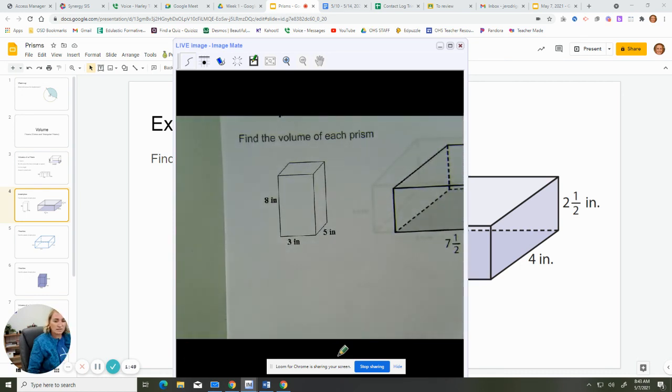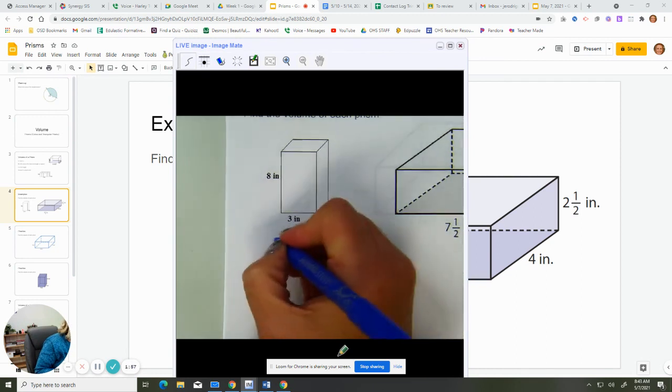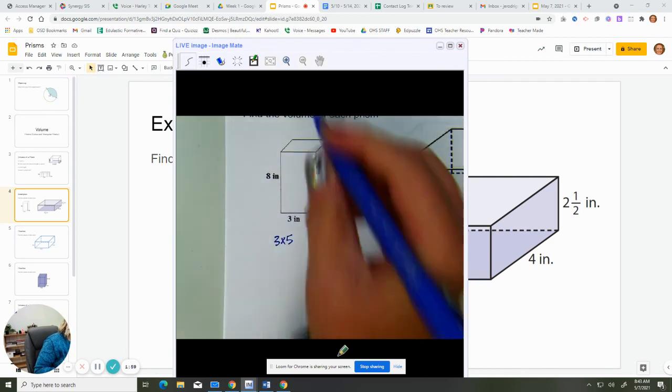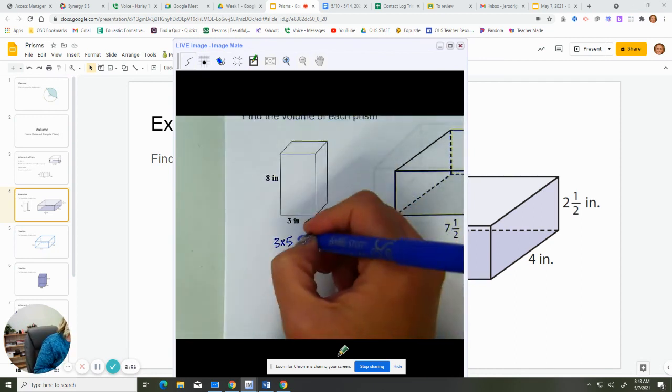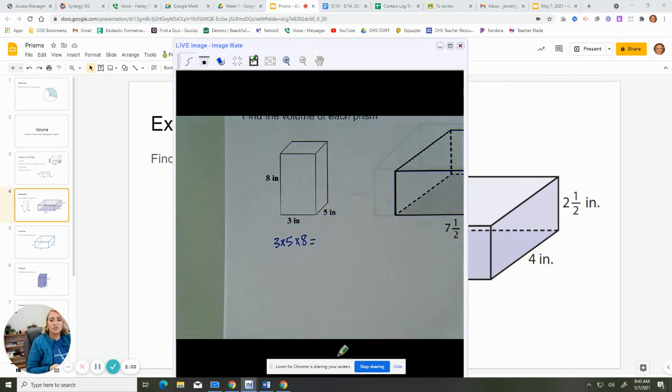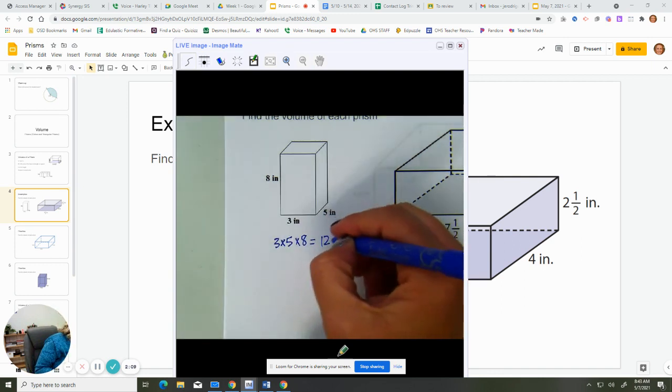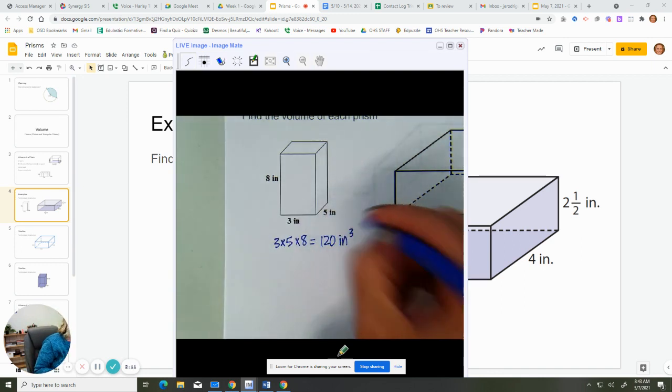Going to work on just this one first. So this one is a rectangular prism. And again, the area of the base of this would be 3 times 5. And the height of this would be 8. So we would just take 3 times 5 times 8. And we would get 120 inches cubed.